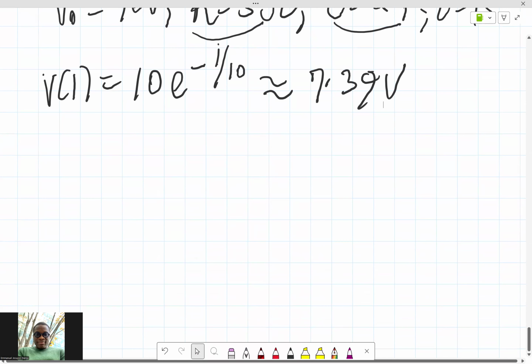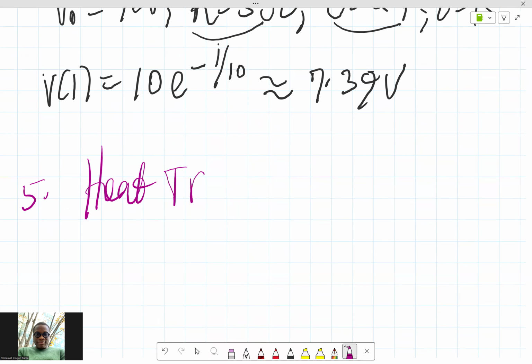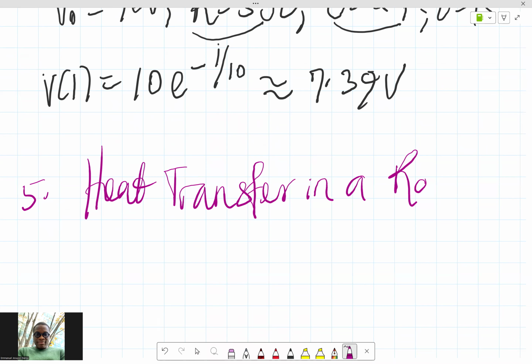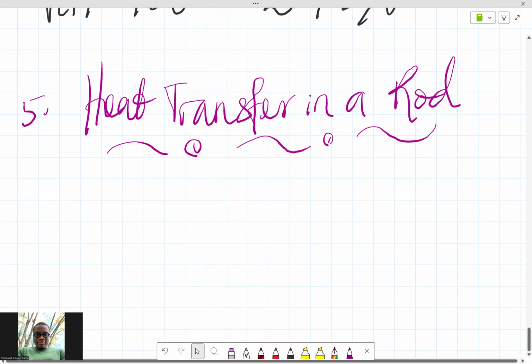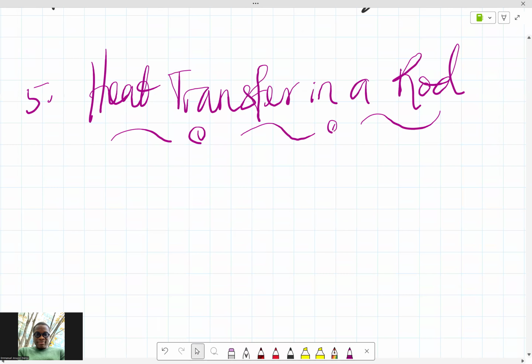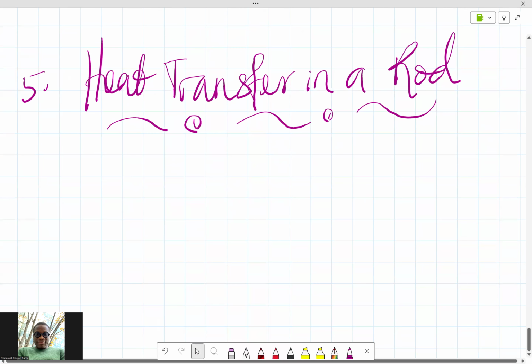We have heat transfer in a rod. That's another real life application. In the case of heat conduction in a rod, the temperature at a point on the rod may change over time based on heat flow. This is modeled by, so here we are talking about space and time.